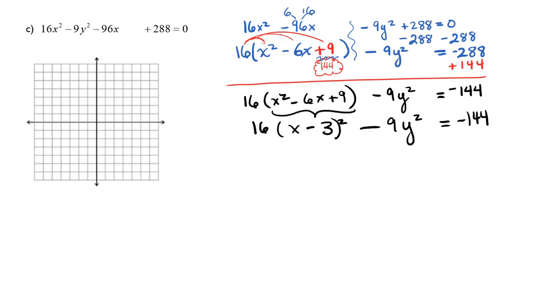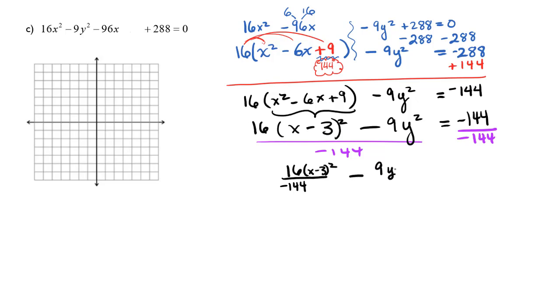But I need that right-hand side to be equivalent to 1, and so I'm going to divide both sides by negative 144. Whatever I do to one side, I have to do to the other side. And now I'm going to rewrite. I have 16 over negative 144 times (x - 3)², minus 9y² over negative 144 is equal to 1. It's getting closer. It almost looks like a hyperbola. We're almost there.